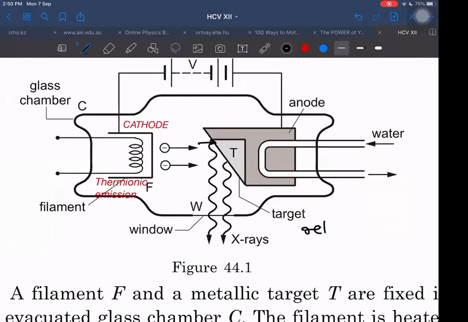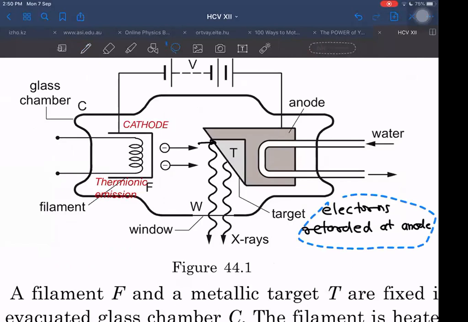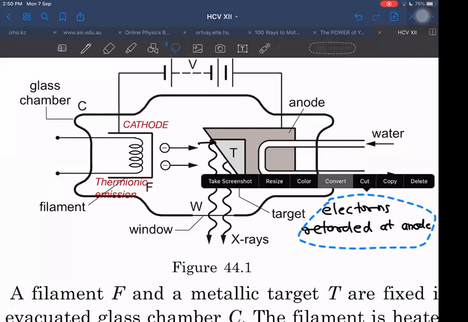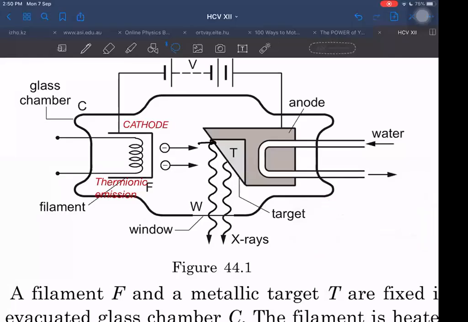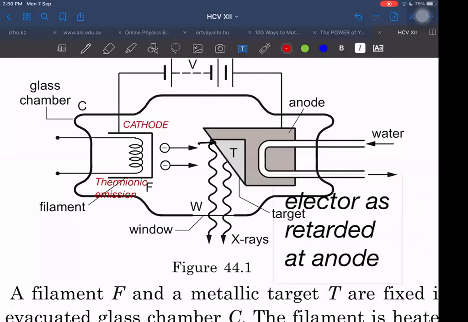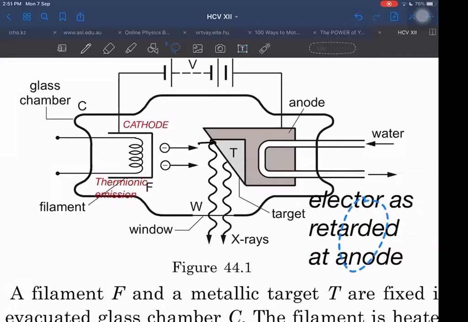Electrons are retarded at the anode, and we have a well-known fact that all accelerating charges will be producing radiation. We know that whenever charges accelerate, whether they speed up or their speed decreases, in both cases they will result in the production of radiation.